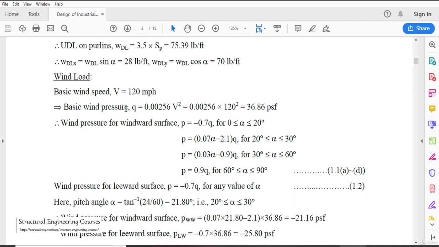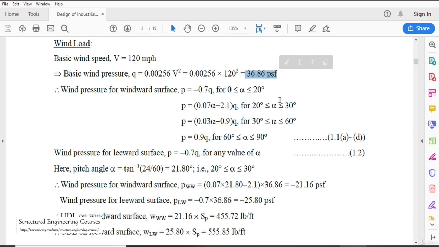So basic wind speed, we can consider it to be approximately 120 miles per hour. For 120 miles per hour, as per the American standards ASCE 07, the wind pressure formula is given as 0.00256 into V square. Here V is nothing but 120 miles per hour. So basic wind pressure comes out to be approximately 36.86 psf. So this is the number one value that we have got here. After that, wind pressure for windward surface is different, for leeward surface is different.